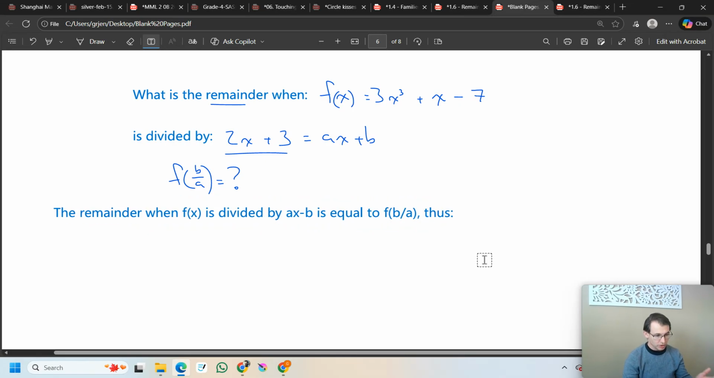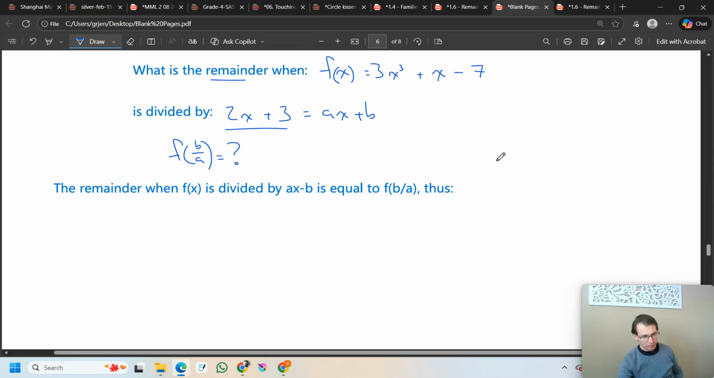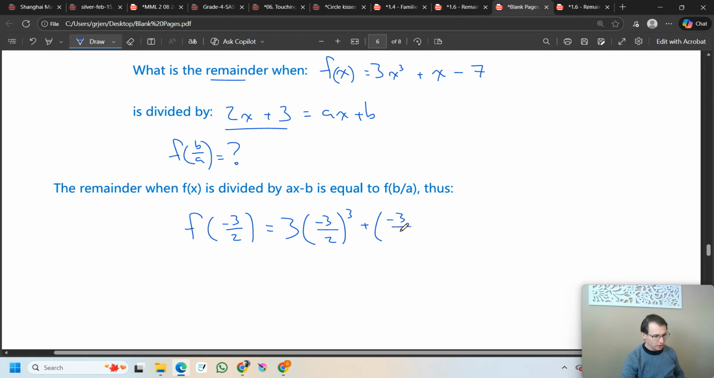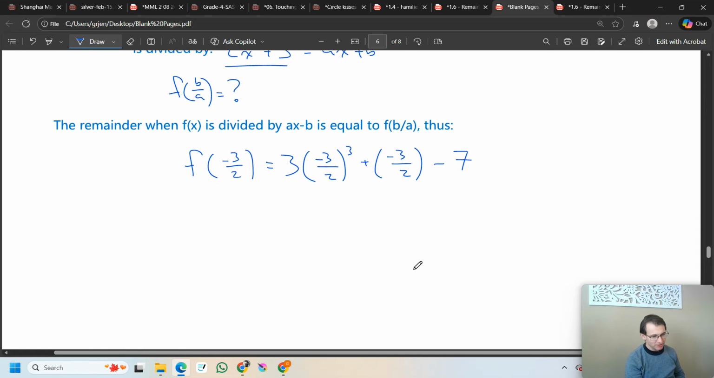So thus, and then we just do it. Let's just input. We can input a fraction and then do all that fraction addition and subtraction? You'll look like that when you reject working with fractions. So just do it. f at minus 3 on 2 is equal to 3 times minus 3 on 2 cubed plus minus 3 on 2 minus 7. You just input and find out.